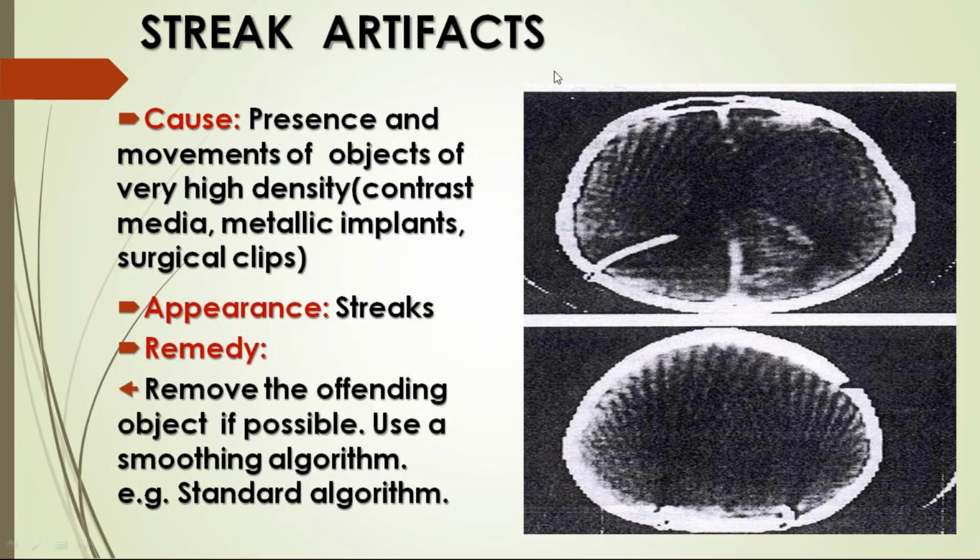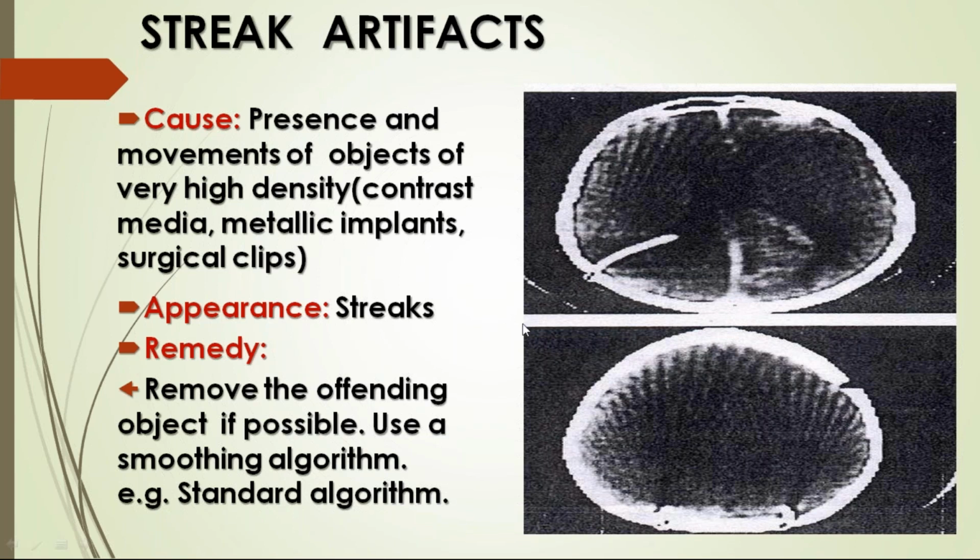Streak artifacts. You can see that it is coming like streaks. Okay, the cause is the presence of movement of the object, or very high density contrast media, or metallic implants or surgical clips. You can see there is a cranium defect here, and some object is basically here. Due to this, you will get streak artifacts.